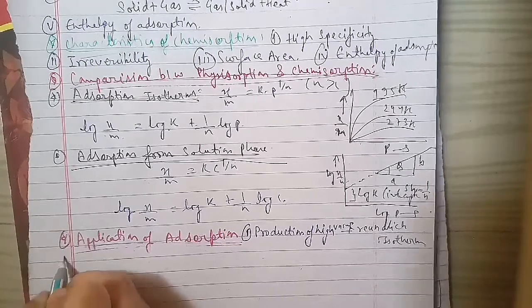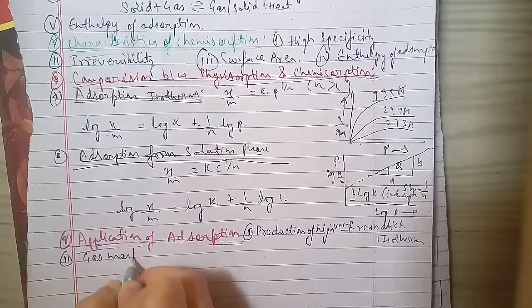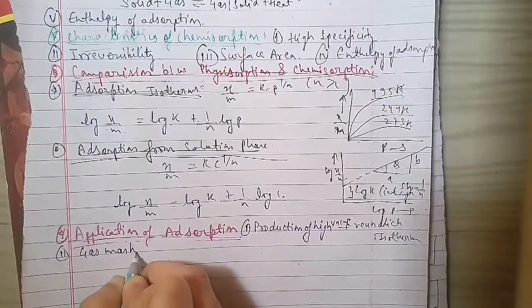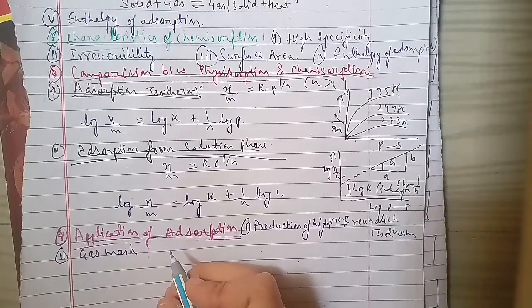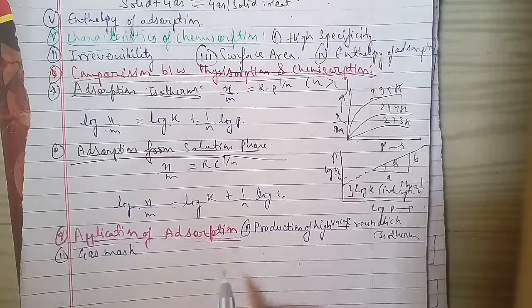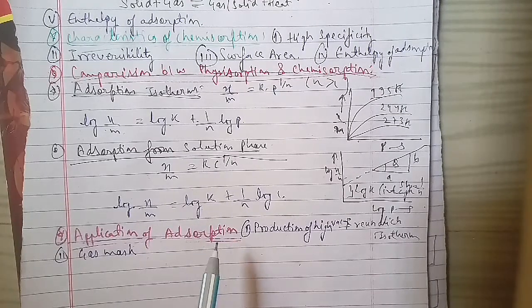In control of humidity here, silica and aluminum gels are used as adsorbents for removing moisture and controlling the humidity as well. We'll talk about the fourth one here, which is removal of coloring matter from solution.